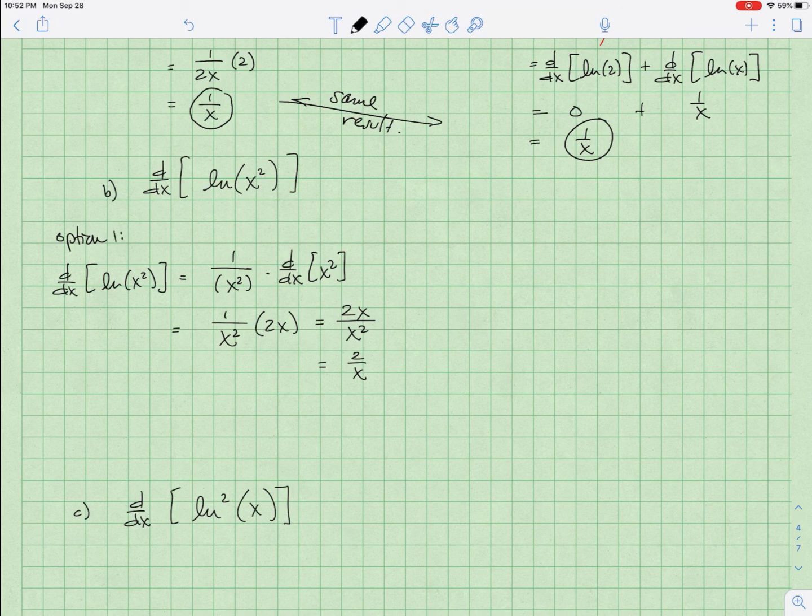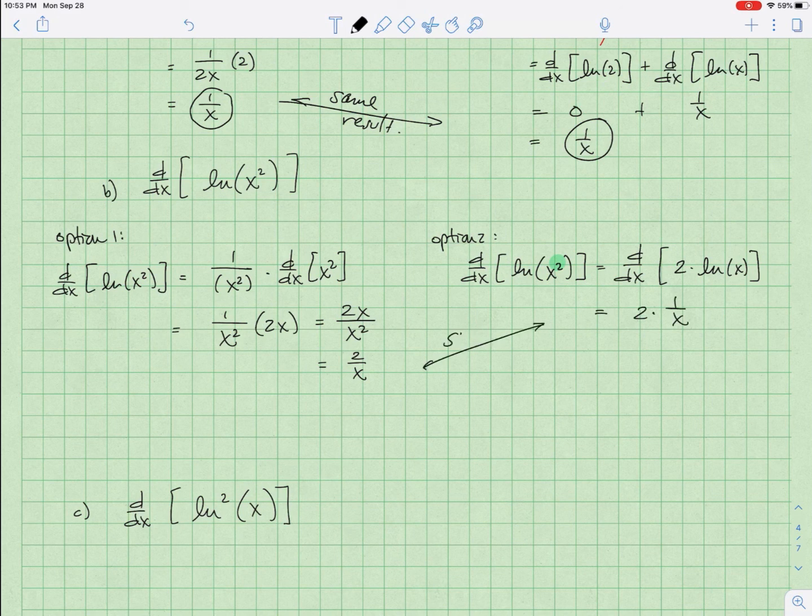Option 1. Option 2. The derivative with respect to x of the natural log of x squared. Well, in this case, this is an exponent, and we can use the power rule for logarithms to rewrite this first. This is the derivative with respect to x of 2 times the natural log of x, which is just 2 times 1 over x. And so again, we can see the same result.